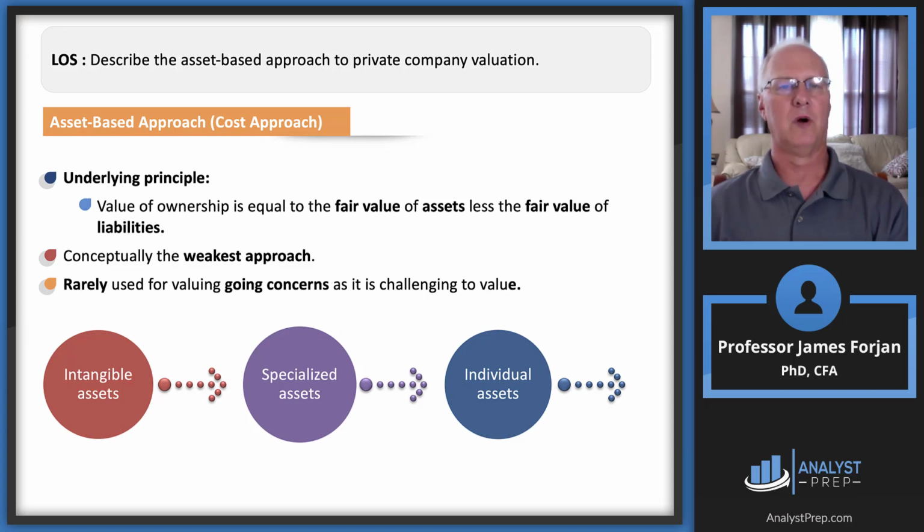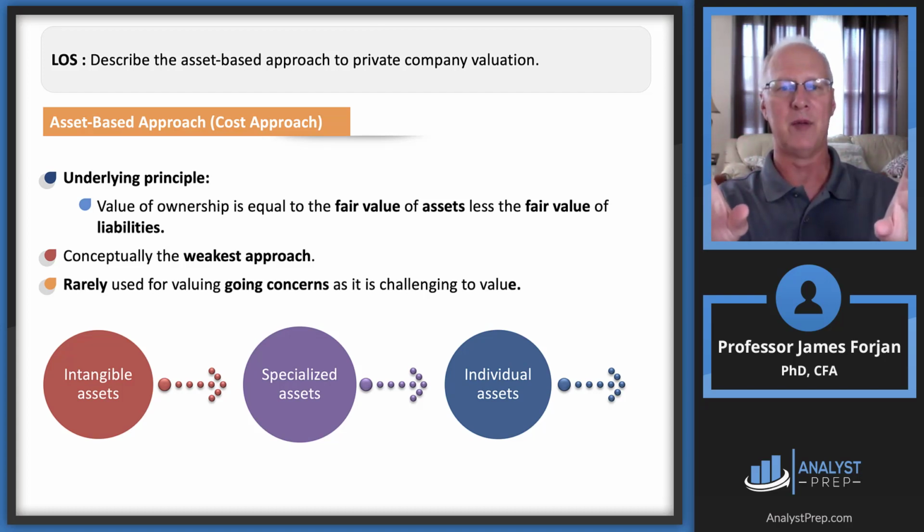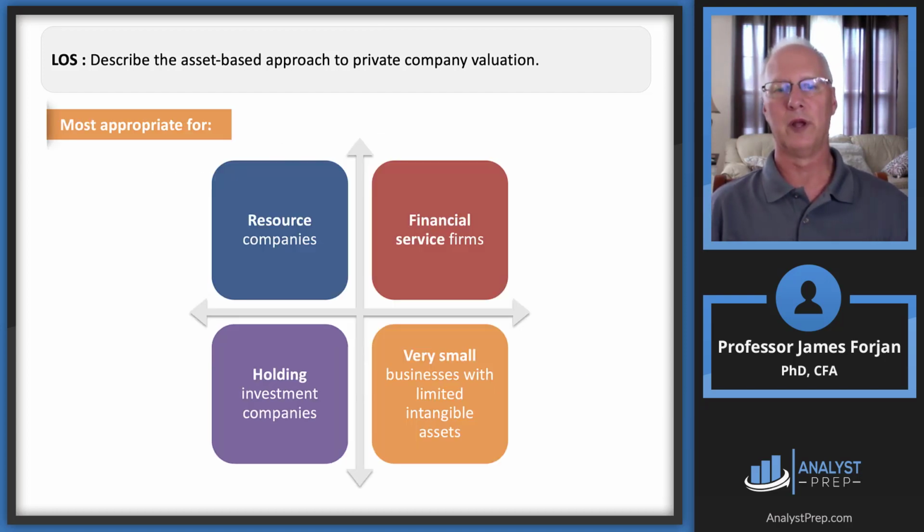Now, how about this final one, the asset-based approach? This reading also calls it a cost approach. Look at that middle teardrop point. Conceptually, it's the weakest approach, rarely used for valuing going concerns. But all we're doing is looking at the balance sheet. This is what I was saying earlier. We're taking a look at the fair value of the assets and the fair value of the liabilities, subtracting those two, and getting the value of the equity. This is most appropriate for financial service firms, very small businesses with limited intangible assets, maybe holding companies and holding investment companies, and maybe resource companies.